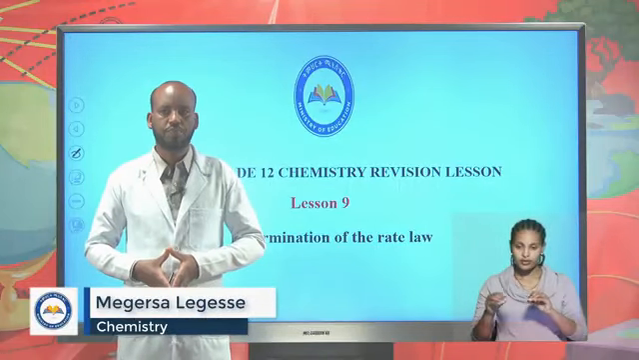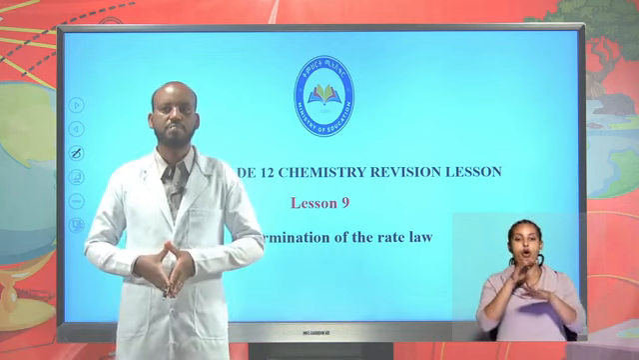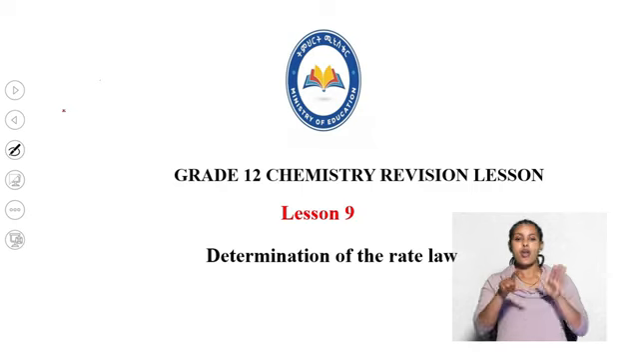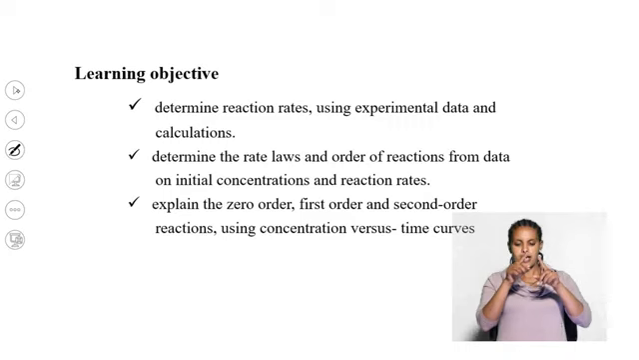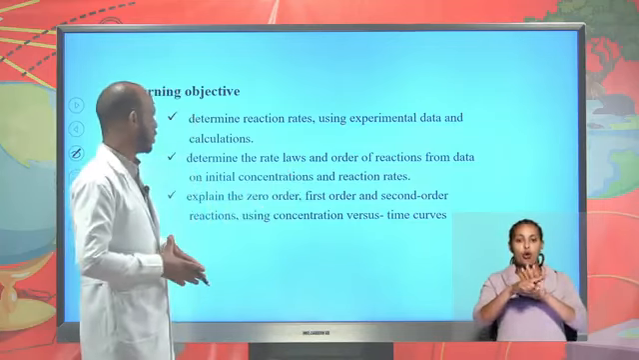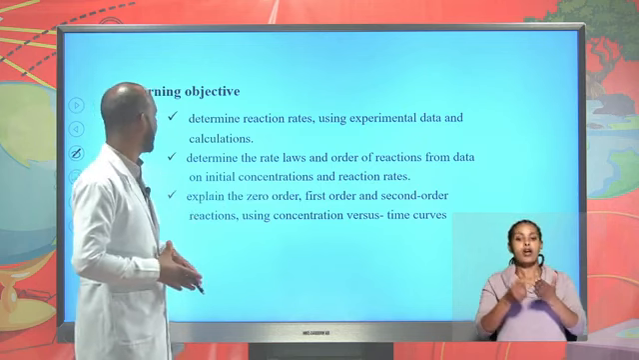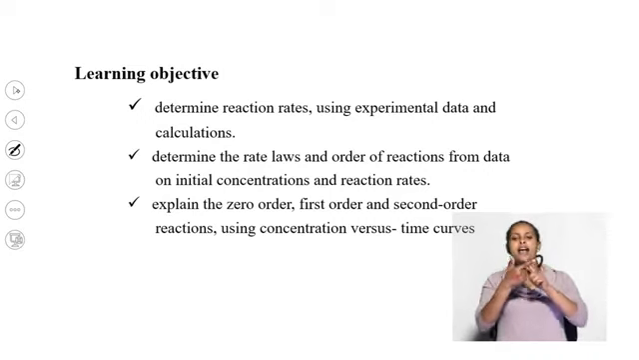Hello students, welcome to grade 12 chemistry revision lesson on determination of the rate law. At the end of this lesson, you will be able to determine reaction rates using experimental data and calculations. Determine the rate law and order of reactions from data on initial concentrations and reaction rates. Explain the zero order, first order and second order reactions using concentration versus time curves.